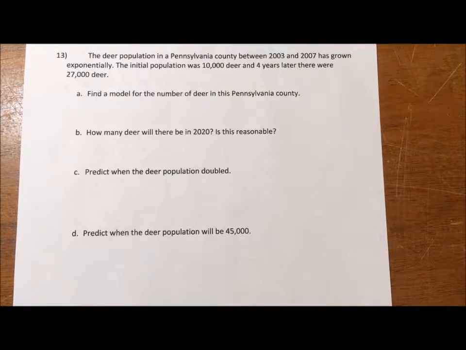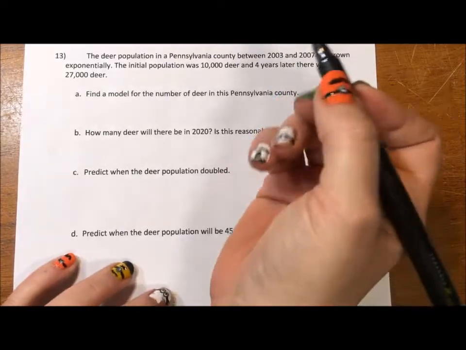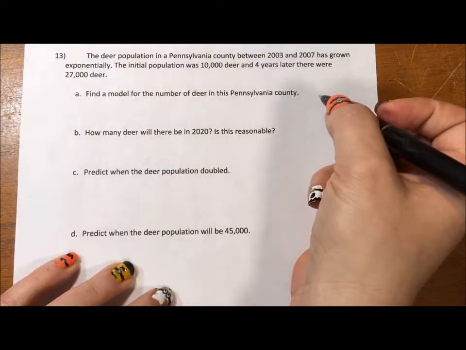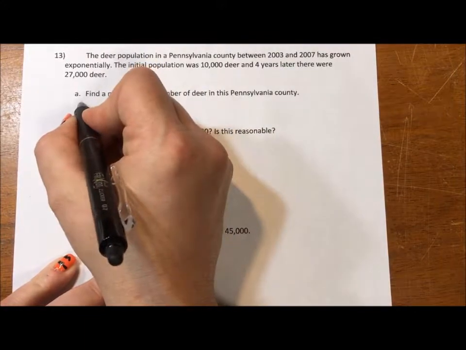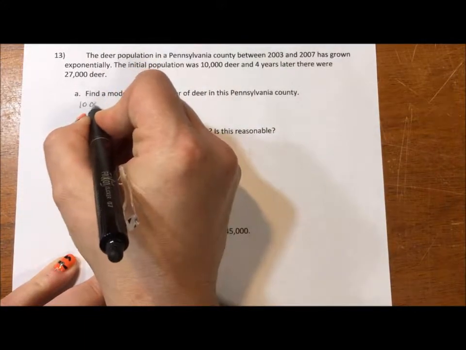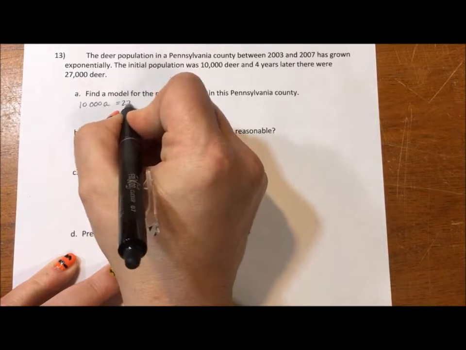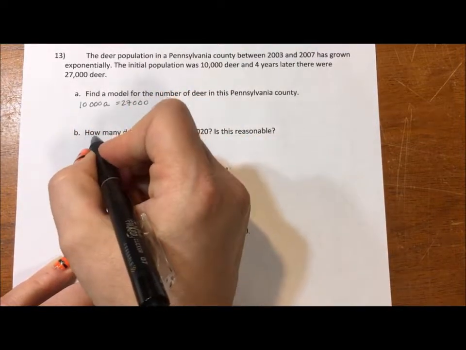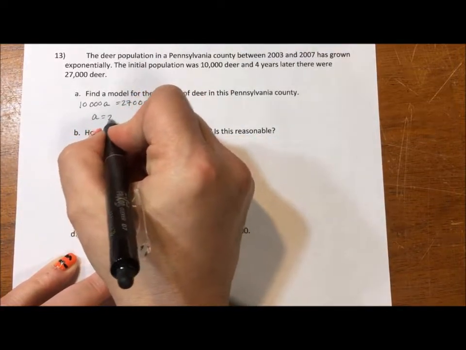This problem says the deer population in Pennsylvania County between 2003 and 2007 has grown exponentially. The initial population was 10,000 deer, and 4 years later, there were 27,000 deer. It says find a model for the number of deer in Pennsylvania County, and it doesn't tell us how to do this, so we could simply say we started at 10,000, A equals 27,000, and when we divide by 10,000, we get that A is equal to 2.7.